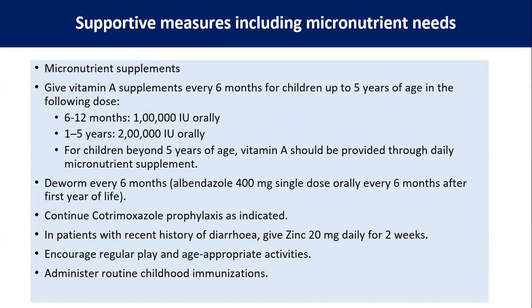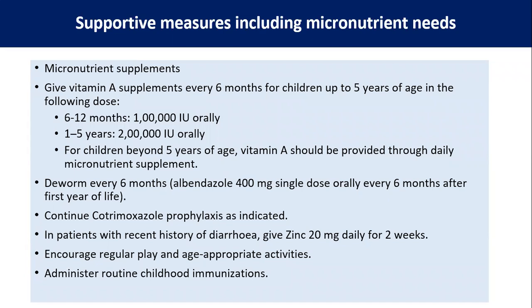So micronutrient supplementation is also very, very important. Vitamin A is very important, because as you are aware, if vitamin A is decreased, there is higher proliferation of the virus, because vitamin A is required for all stratified squamous epithelial cells and gut mucosa. So vitamin A supplements have to be given to each and every child every 6 months up to 5 years of age. Between 6 to 12 months, we give around 1 lakh international units orally. Between 1 to 5 years, we give 2 lakh international units orally. And beyond 5 years of age, vitamin A could be supplemented through the daily micronutrient supplements.